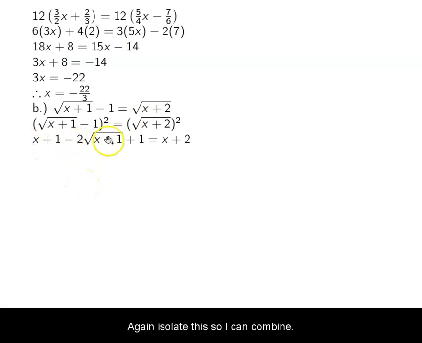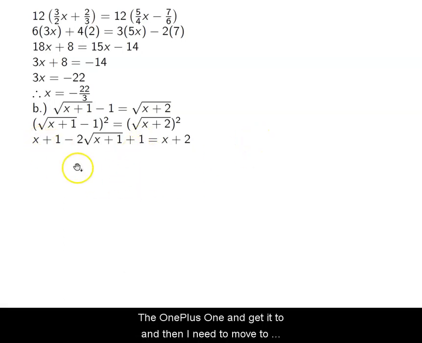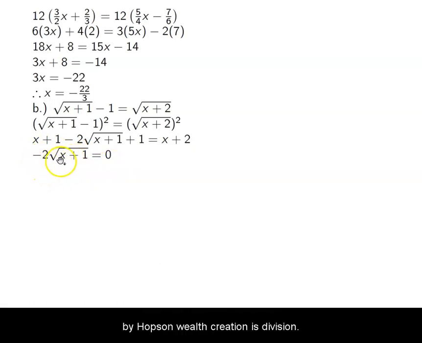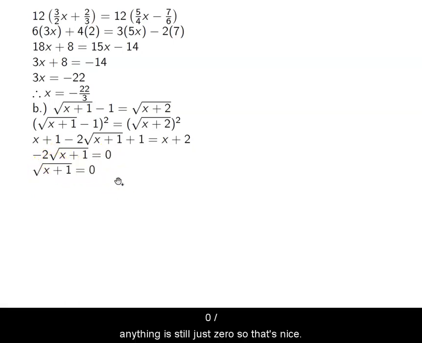So again, isolate this. I can combine the 1 plus 1 and get a 2. And then I need to move the x to the other side and that 2 to the other side. So I'll subtract x on both sides and subtract 2 on both sides. That ends up with 0 on this side. I'll have the middle term still negative 2 times the square root of x plus 1, and nothing left over because the x cancels with the x, and the 2 cancels with that 2. Next, I'm trying to isolate the square root term, so I can get rid of the negative 2 by dividing both sides because it's being multiplied. Opposite of multiplication is division. 0 divided by anything is still just 0, so that's nice.